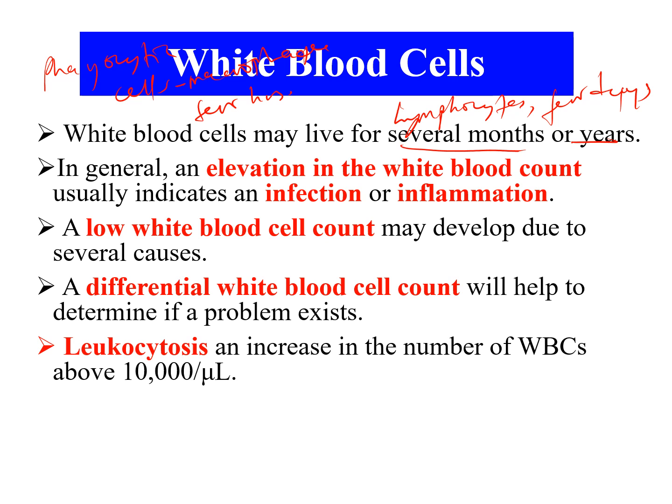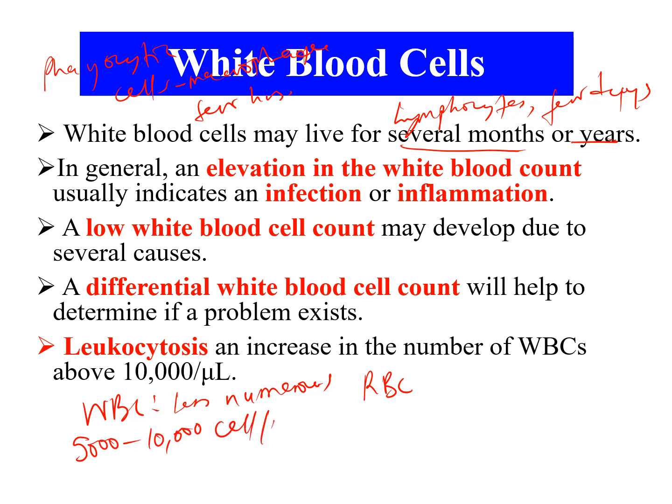Now, in terms of white blood cell count, when you compare the count of white blood cells to red blood cells, we are going to realize that the white blood cell count is actually less numerous. There are few white blood cells in comparison to the red blood cells. The total count of white blood cells is about 5,000 to 10,000 cells per microliter, while the red blood cells are about 5.8 million cells per microliter.